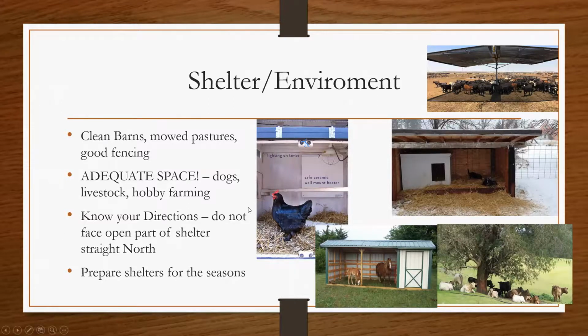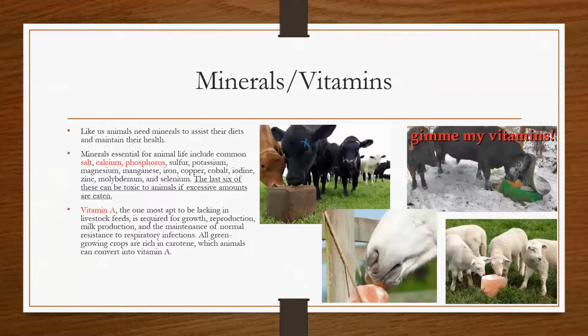Next, minerals and vitamins. So like I said, animals need vitamins and minerals just like we do. And one of the ways that they get those is through salt licks. And that is what this is right here. This is a salt lick. And then this is a salt lick. And this is a salt lick.